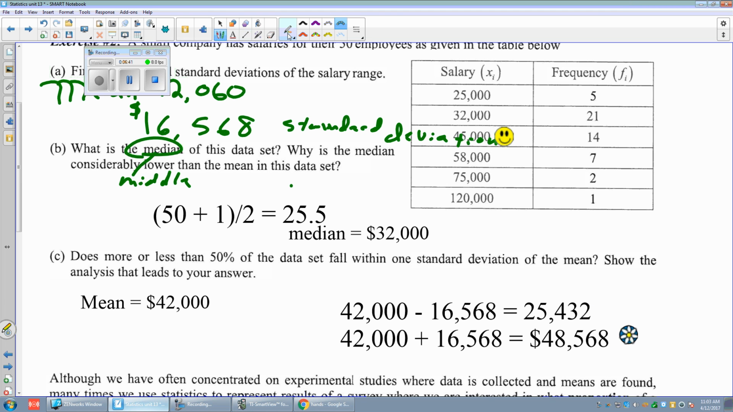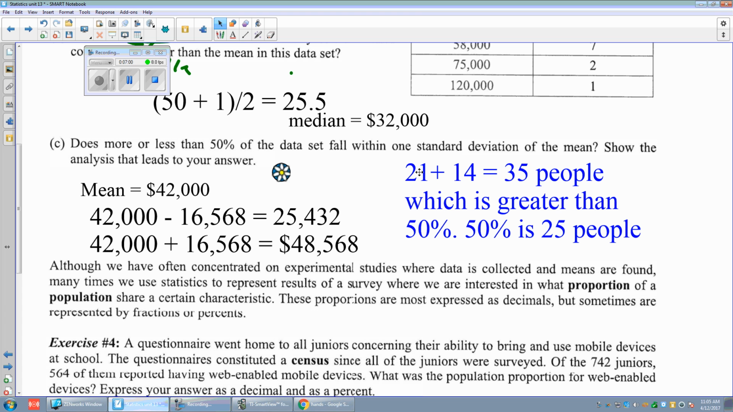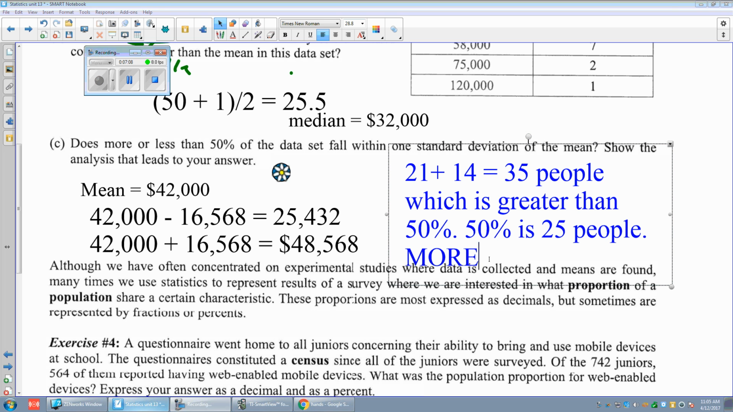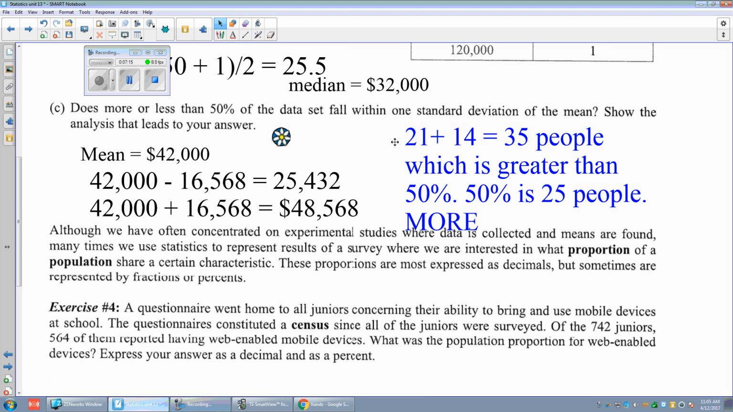Does more or less than 50% of the population fall within that standard deviation? Well, these people are below the standard deviation. 32,000 is within, 45,000 is within, but these are not. They're too high. So what do we have? 21 plus 14 is 35 people, which is greater than 50%. 50% is 25 people. So the answer is more. So I wrote down the answer more. More is not the correct answer. All the work is the correct answer. That's just telling them directly what happened.